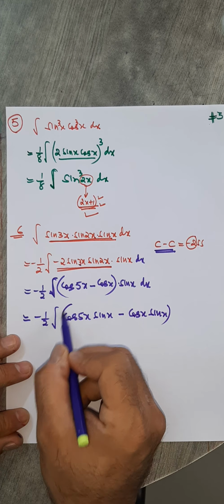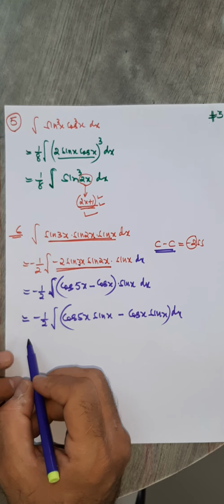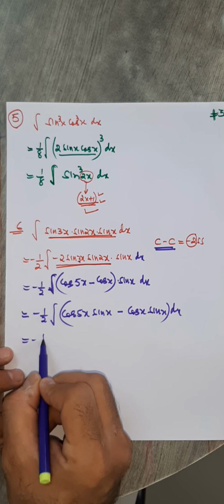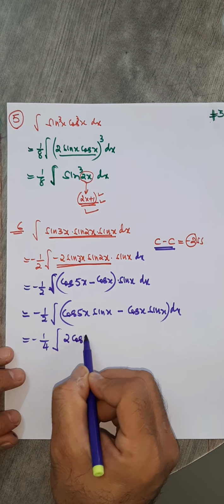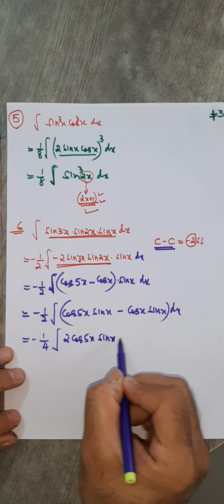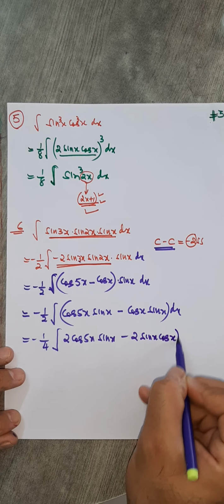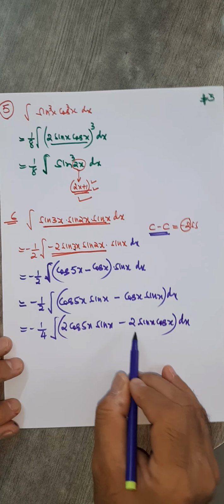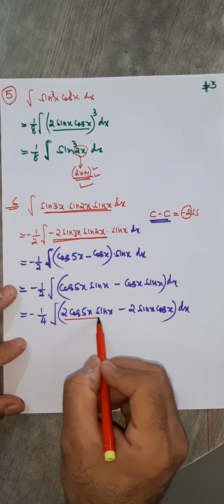Again factor formula. You need 2 cos sin, you need 2 cos sin. So multiply and divide by 2 again. So minus 1 by 4. This is twice cosine 5x into sine x minus twice sine x into cos x. You know this is a known formula. So now here, this is 2 cos sin.